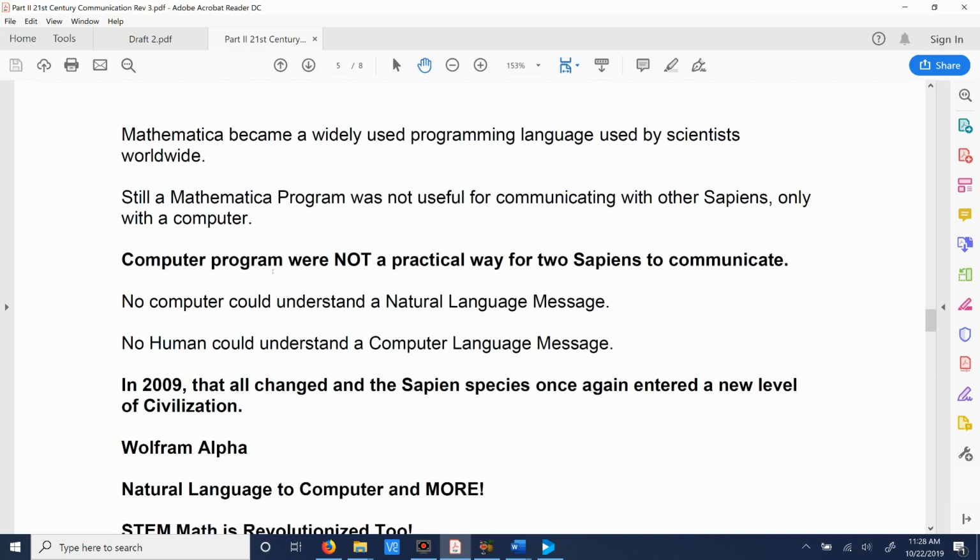Generally speaking, a computer program is not a practical way for two sapiens to communicate with each other. No computer at this point in time could understand any natural language message, and no human could understand a computer language message, i.e. a program. So they were two different languages. There's the natural language that humans use, sapiens used, and then there's the computer languages that we use to communicate with computers.